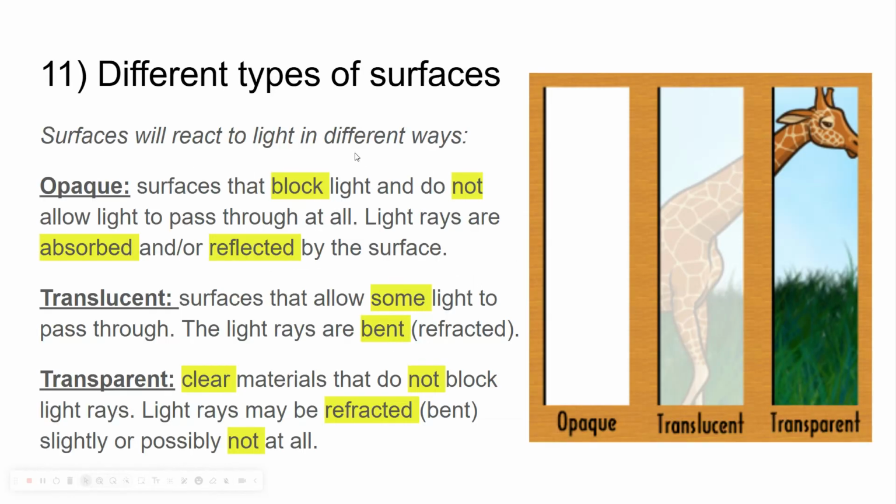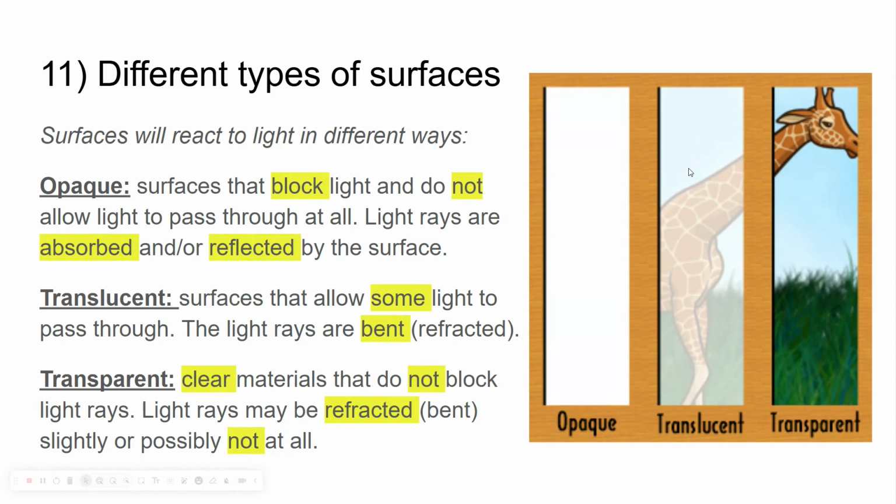Okay, and lastly, guys, we have three different types of surfaces, and these different types of surfaces react to light in different ways. So an opaque surface, when light strikes it, either reflects off or gets absorbed. We can't see through it at all. It's opaque. So look at the wall in whatever room you're in. That wall's probably opaque. You can't see through it.